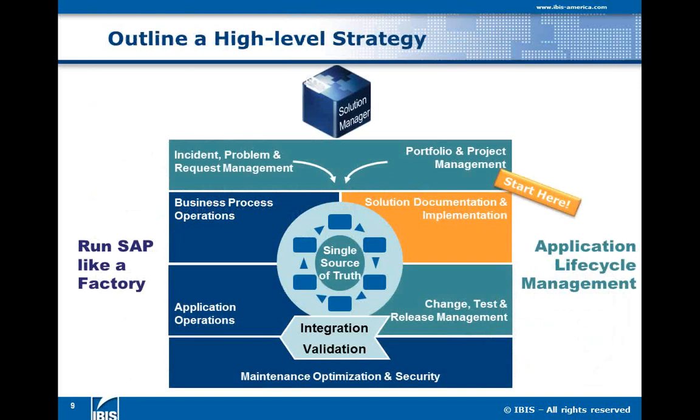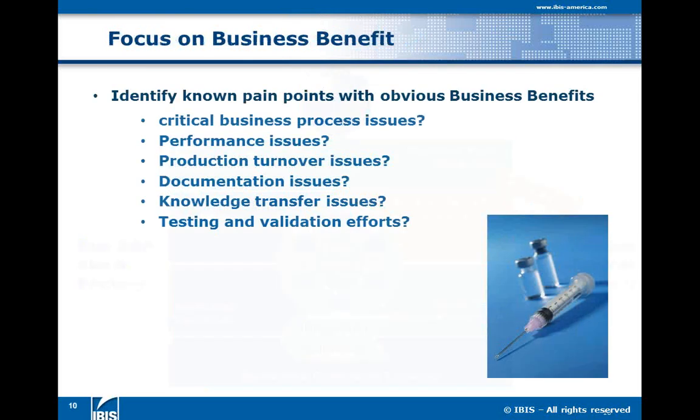So again, the Solution Manager system has functionality to support you on the operational side as well as application lifecycle management. So in the tool, you're going to find functionality in every area that's depicted here on this slide. The Run SAP Like a Factory focuses on the operational aspects, and ALM focusing on the ongoing change initiatives and supporting you with that.